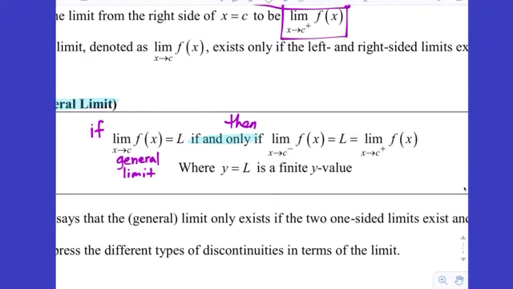But because it's an if and only if, you can actually flip it around. You can start with this. If the limit from the left equals a finite y value L, which happens to equal the limit from the right, then we say the general limit without the plus or minus is L.